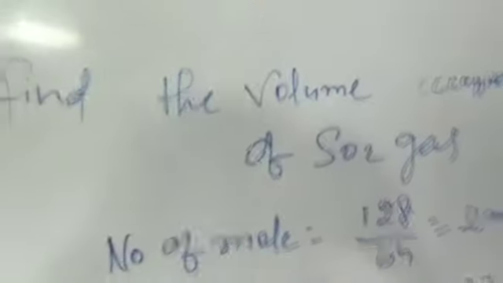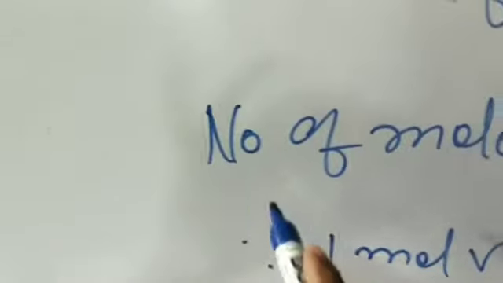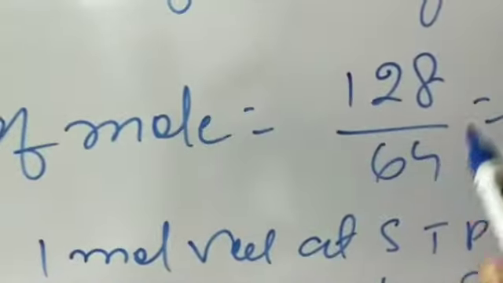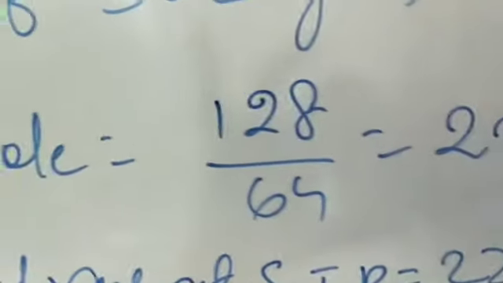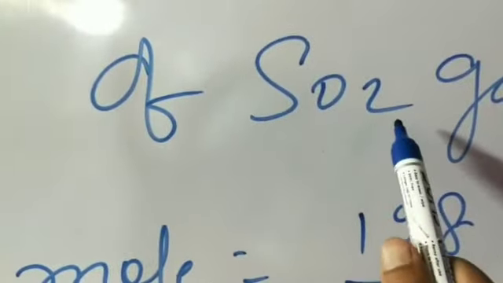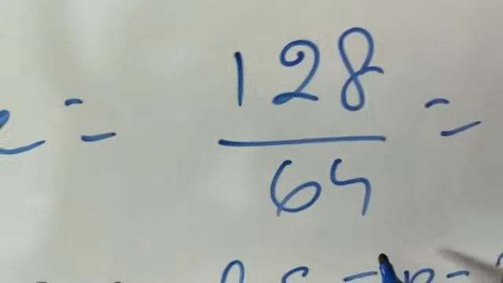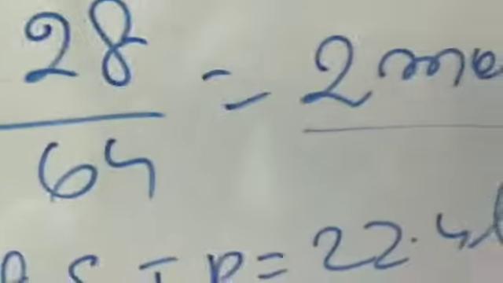Now you focus on the next question. Find the volume occupied by 12.8 gram of sulfur dioxide gas at STP. For finding the volume, we first find the number of moles. Number of moles is mass given upon molar mass. Sulfur is 32 and 2 atoms of oxygen, so 16 times 2 is 32, and 32 plus 32 is 64. That is the molar mass of sulfur dioxide. When given mass is 128, divided by 64, we will get 2 mole.